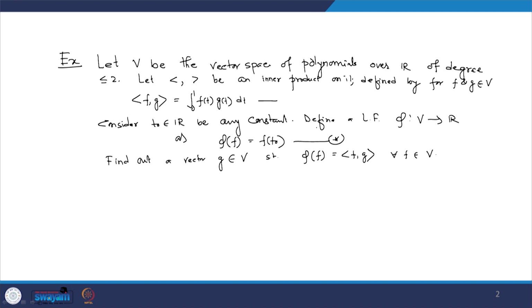Since we already know that this function phi from V to R is a linear functional, now we are interested in finding an element in V, say g, such that phi of f equals the inner product of f and g for all f belonging to V. If you recall the theorems, we need an orthonormal basis for the space V, and then the unique element g will be equal to the sum of phi of alpha i bar times alpha i, where alpha 1 to alpha n is the orthonormal basis.